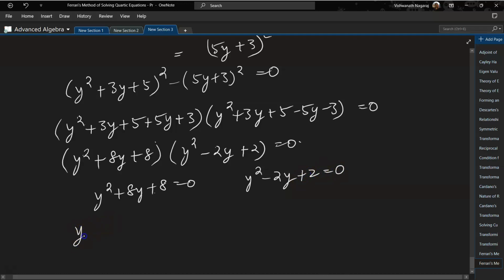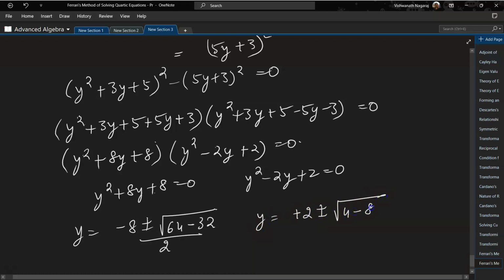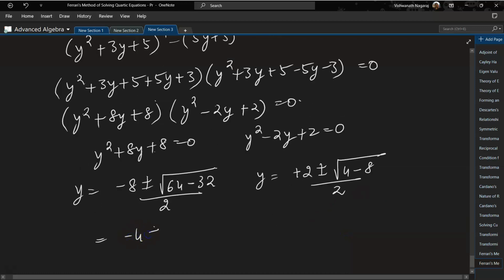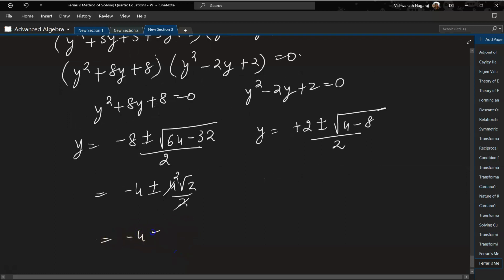So y square plus 8y plus 8 equal to 0 and y square minus 2y plus 2 equal to 0. So y is equal to minus 8 plus or minus square root of 64 minus 4ac, that is 32, by 2a. So that means this is minus 4 plus or minus, 64 minus 32 is 32. 32 is 16 twos. So 4 root 2 by 2 is equal to minus 4 plus or minus 2 root 2. Similarly, on this side, we have 1 plus or minus square root of minus 4 by 2, which is equal to 1 plus or minus 2i by 2.